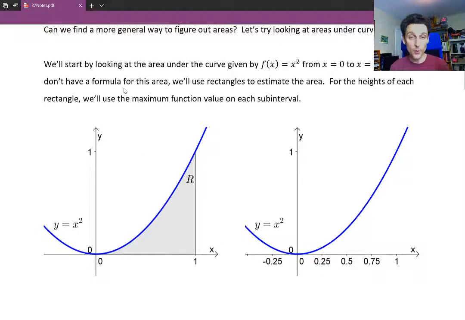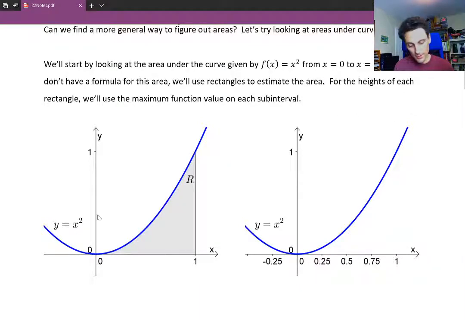Now, since we don't have a formula for this area, it's not one of the shapes that we know about, we're going to use rectangles to estimate the area. Rectangles work. We know how to calculate the areas of rectangles. You just multiply the length times width. So if we can use rectangles to approximate the area of this region that we're interested in, that'll get us one step in the right direction. Now for the heights of each of the rectangles, we're going to use the maximum function value on each subinterval. Let's see where that leads us.